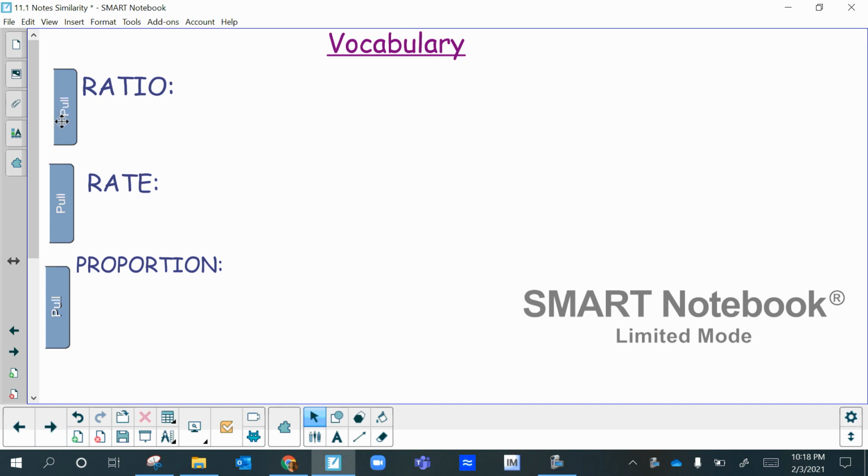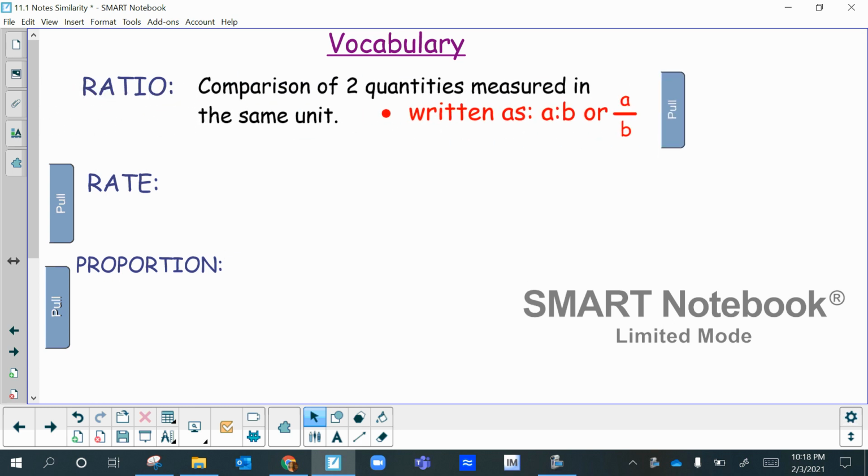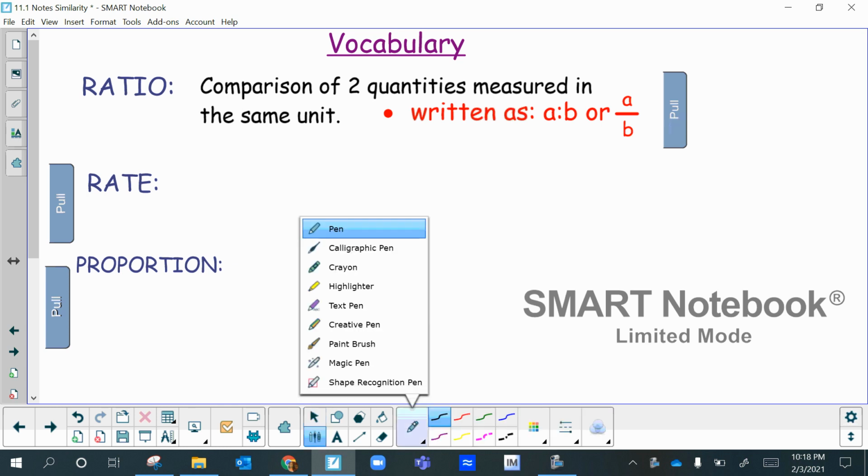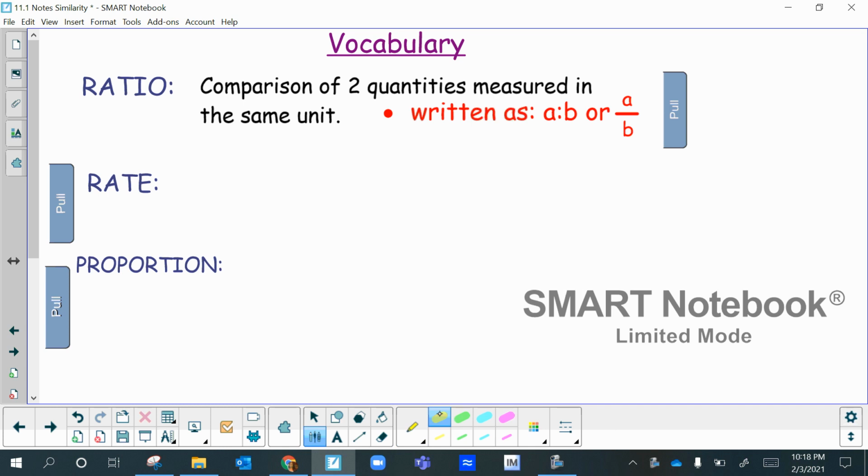We're going to be using a ratio throughout this unit. So what is a ratio? That's when you do the comparison of two quantities, okay? And usually a ratio is using the same unit. And so when you compare those, you can write it as A to B or A to B in fraction.